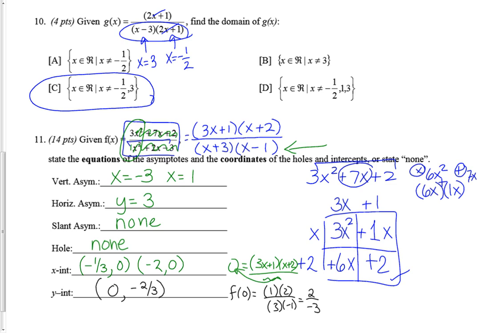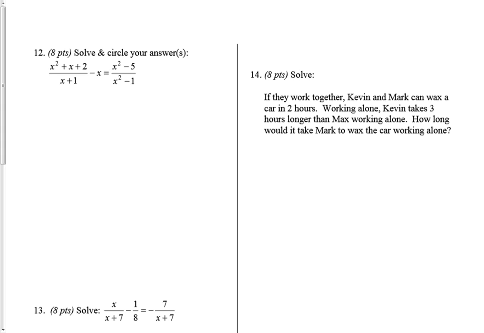Okay, on the last page, we've got some solving problems here. For number 12, I'm supposed to solve and circle my answers because remember, sometimes I get extraneous answers on these. In order to figure out my extraneous answers, I'm going to start out by factoring this problem. My first was x squared plus x plus 2. That's not going to factor. It had an x plus 1 on the bottom. I'm going to leave myself a little room to go back and work. My second thing was just x. If I had to write it as a fraction, it'd be over 1.